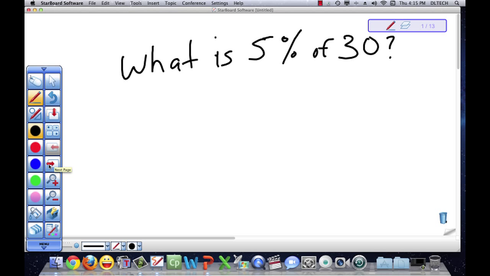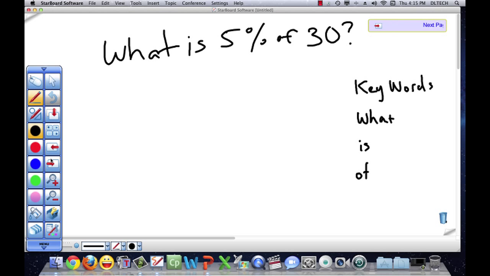We first start off by reading the actual problem throughout, making sure we understand the question at hand. We also want to show you some key terms. Key terms are what, is, and of. What represents an X, because we don't know what that is. Is will be represented as an equal sign, and of will be multiplication.